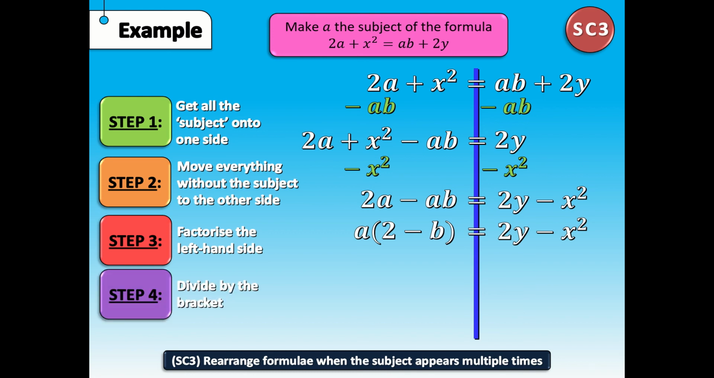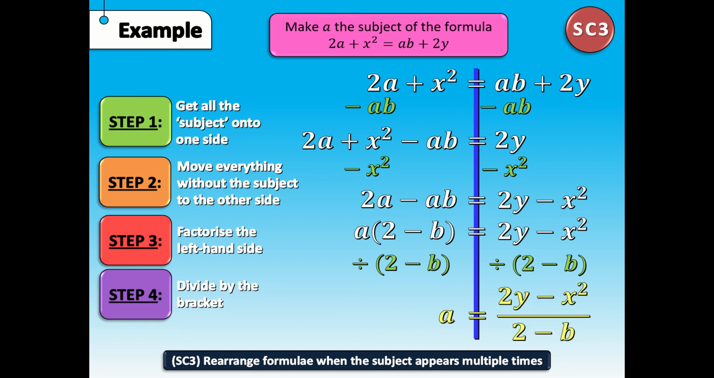Then we can divide by the bracket because a brackets 2 minus b means a times by 2 minus b. So we divide both sides by 2 minus b, which leaves us with a equals 2y minus x squared over 2 minus b.